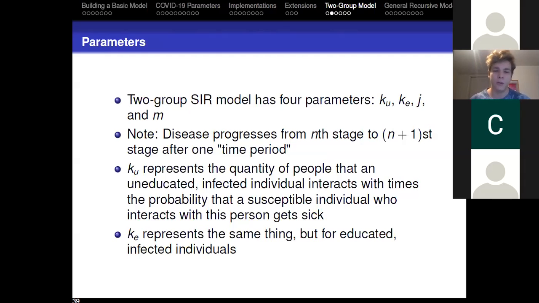And then K sub U is going to represent the quantity of people that an uneducated, infected individual interacts with, times the probability that a susceptible individual who interacts with this person gets sick. So basically, this is really related to the beta parameter in the SIR model. And it's also related to the R naught value, so the number of people that each infected individual is going to get sick. And then K sub E is pretty much the same thing, but for the educated infected individuals. And this is going to be closer to the RT value, so the amount of people that someone who follows social distancing practices will get sick.